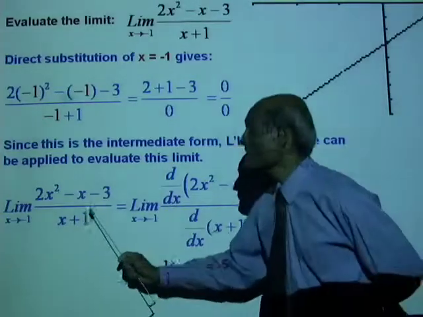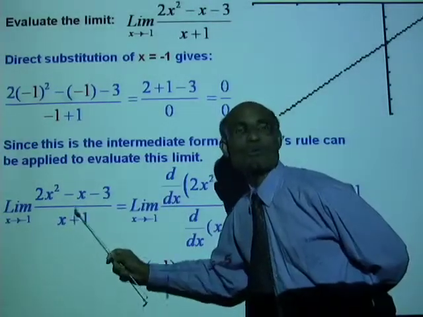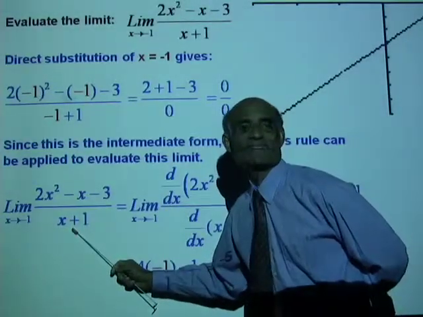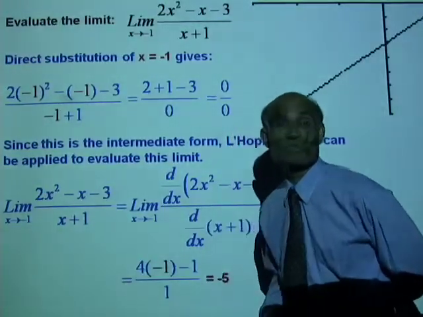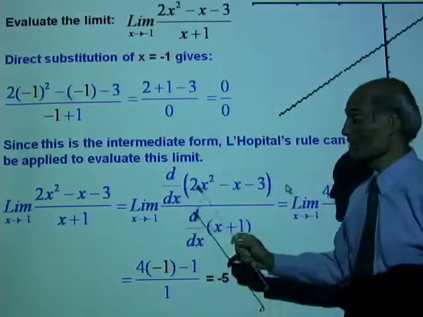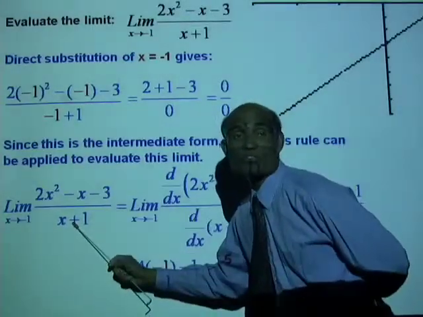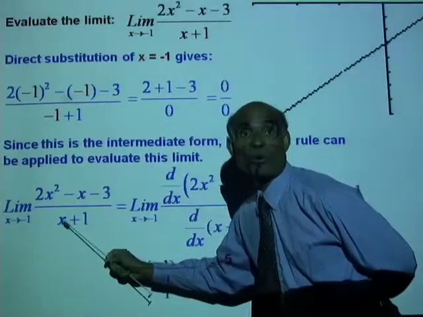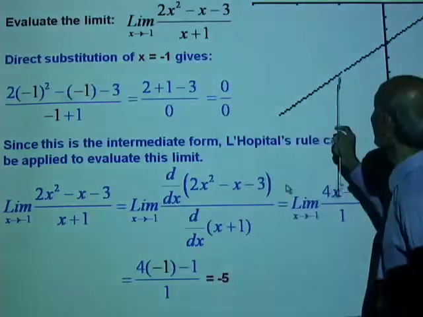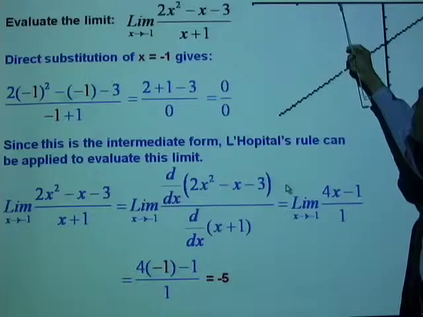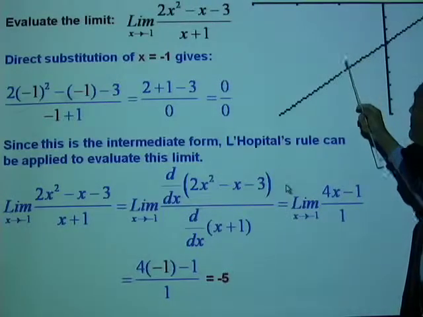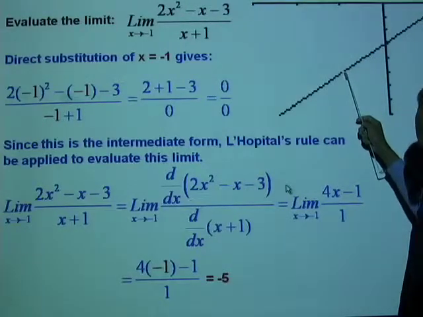You can see this is actually a removable discontinuity here. You can factor the numerator and cancel that x plus 1. But when you graph this, the graph will have a hole at x equal to negative 1. This is x equal to negative 1, and you have a hole there.